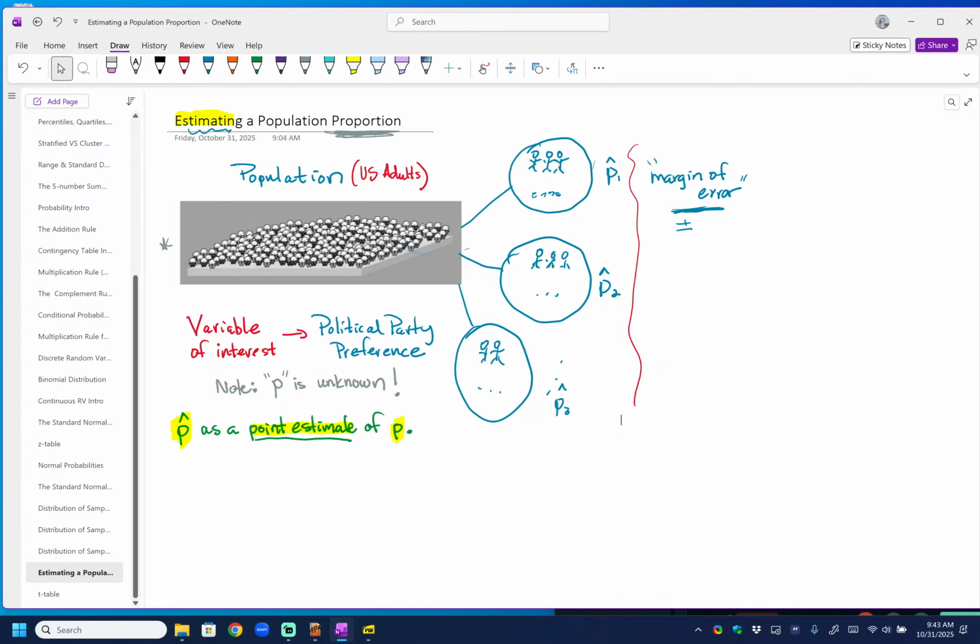Note that this span of values that I referred to is actually formally called a confidence interval, which is one of the big topics in inferential statistics and basically all of this chapter. A confidence interval is defined as a point estimate, such as our value p hat, plus or minus the margin of error.